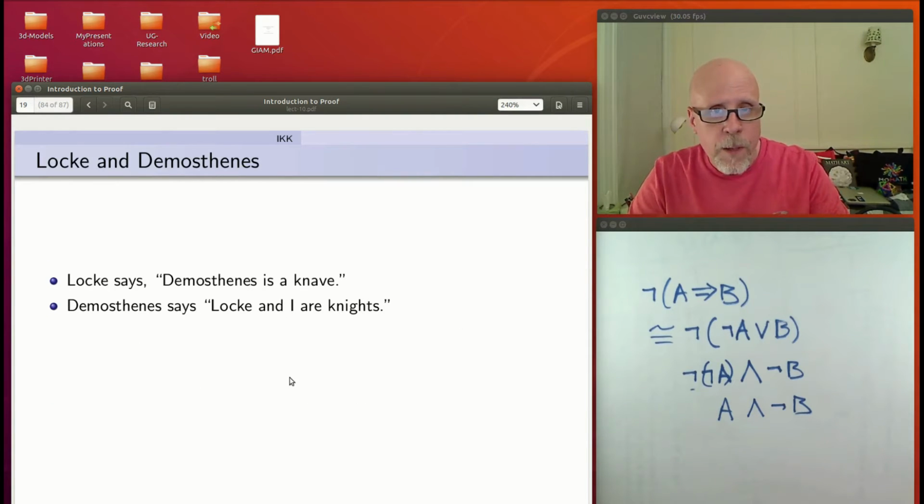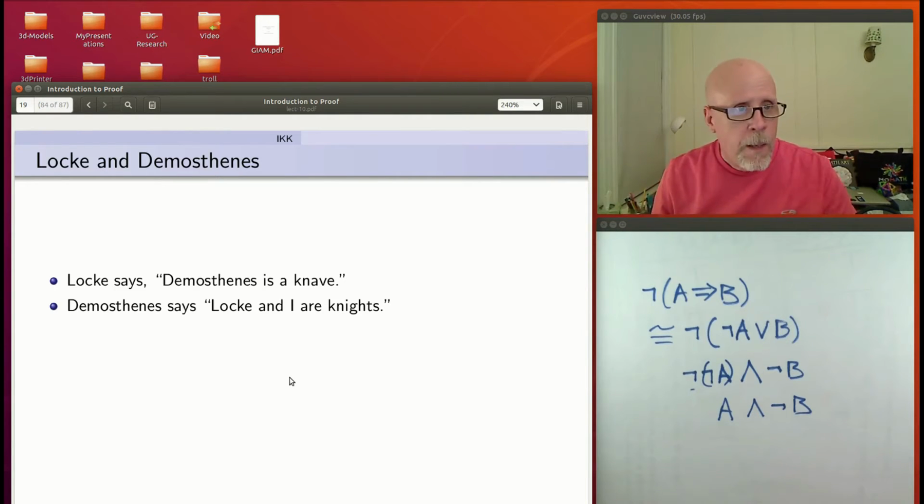So in 2.1 in the homework, there's this puzzle about Locke and Demosthenes. I think Locke is like a British philosopher, and Demosthenes is a Greek philosopher. I'm not sure why these names were chosen. But anyway, Locke says Demosthenes is a knave, and Demosthenes says Locke and I are knights.